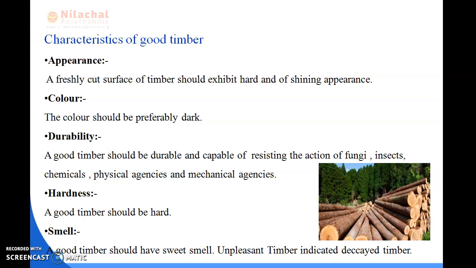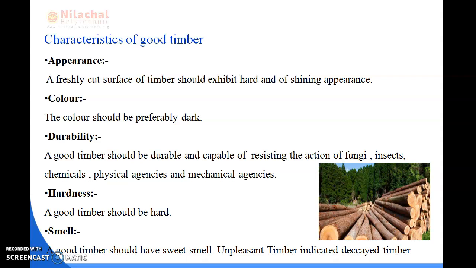So first one is appearance. A freshly cut surface of the timber should exhibit a hard and shining appearance. Okay, a freshly cut surface of the timber, that is wood, should exhibit a hard and shining appearance. It should be there in the timber. Next is color. The color should be preferably dark.